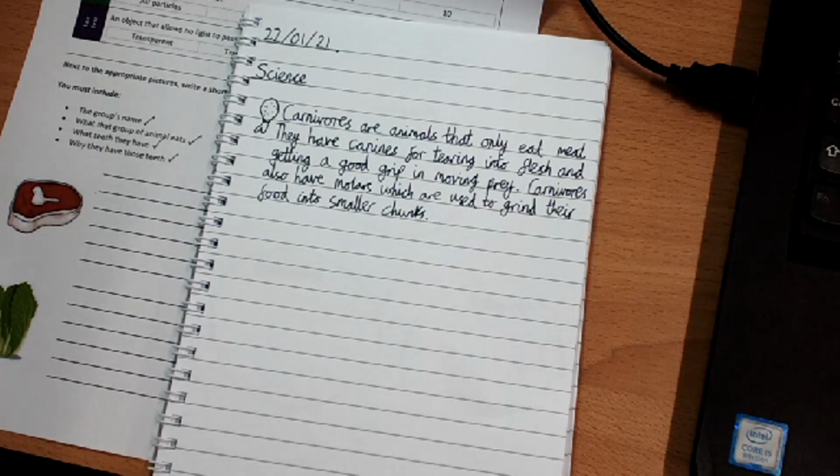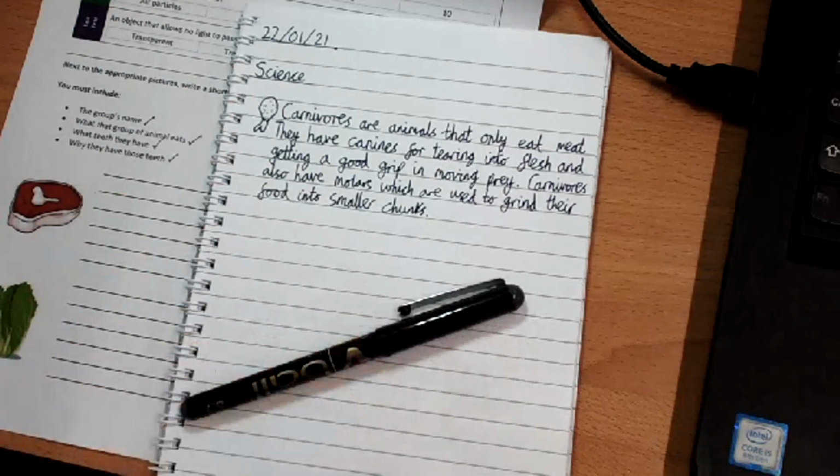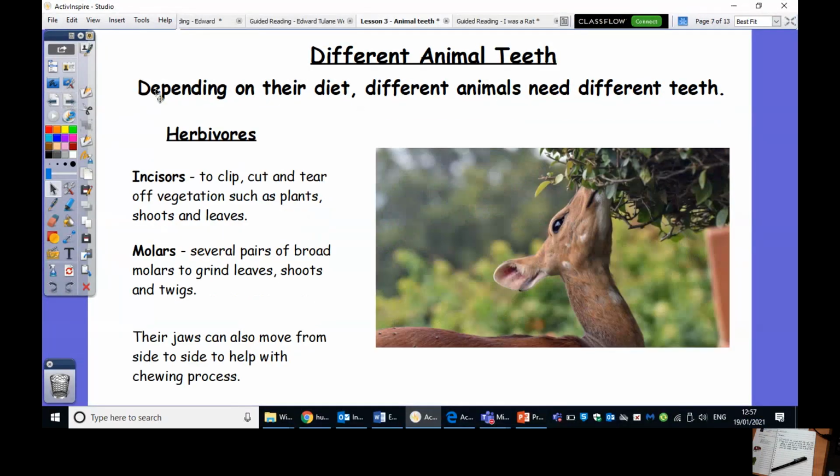Excellent. So hopefully you've now written a paragraph on carnivores. Let's move on with the presentation. So I'm just going to share my screen again. So the next one is herbivores.